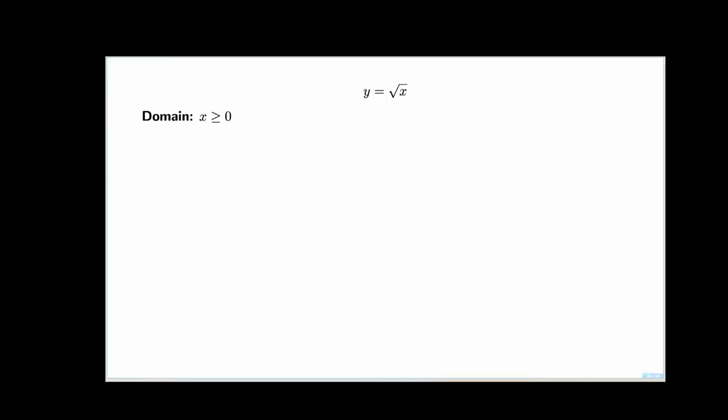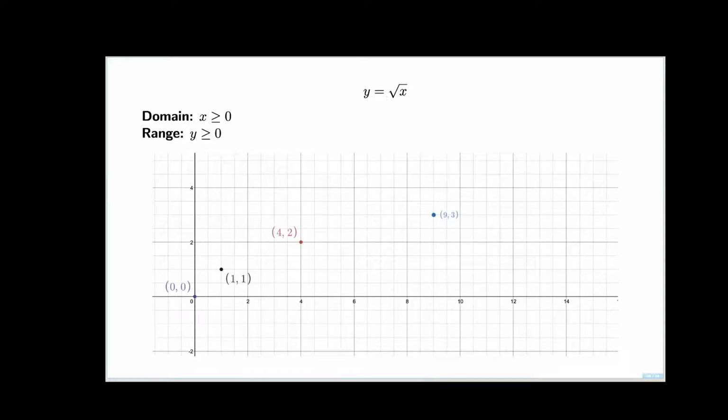What about the range of this function? So what can the y values take on? Well, the square root of a number is defined to always be non-negative, so the range will also be all non-negative numbers, so all y greater than or equal to 0. Now to get a graph of this function, let's start by plotting a few points. So first of all, I know that when x is equal to 0, y is equal to 0, so we have the point (0, 0).